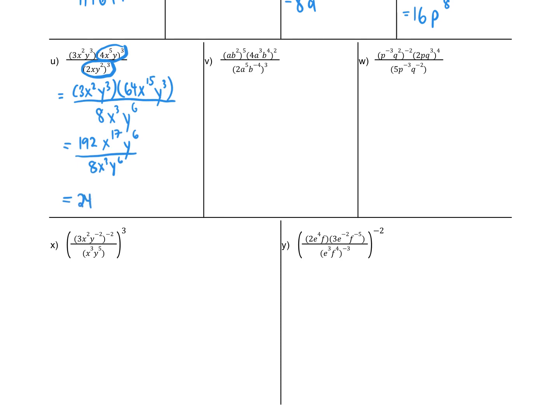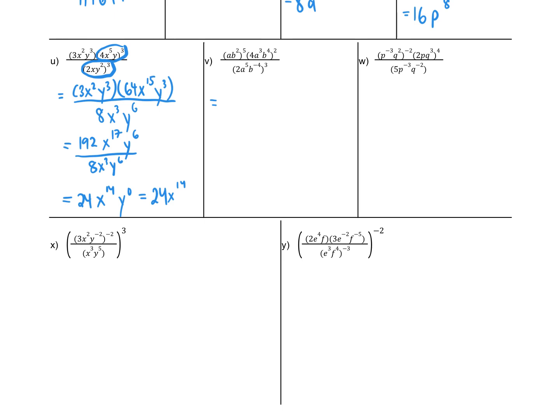For the x's, 17 minus 3 is 14. And for the y's, 6 minus 6 is 0. But anything to the power of 0 is 1. So for my final answer, I'll just have 24x to the power of 14. Let's try the next one.